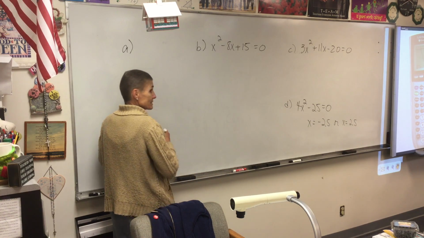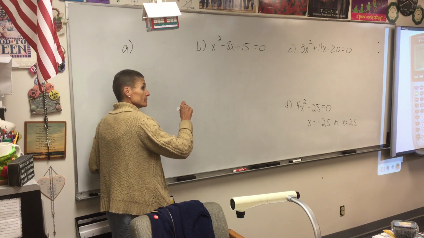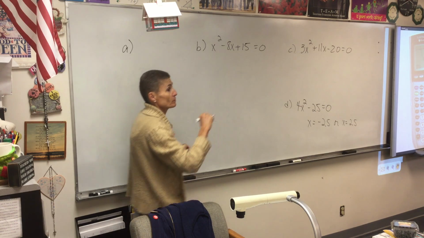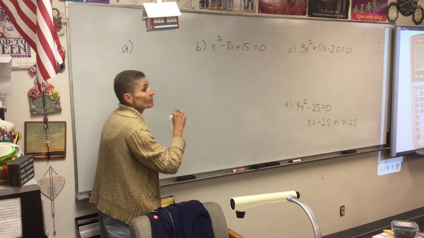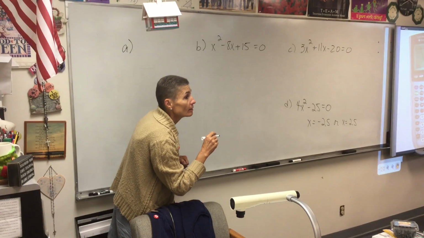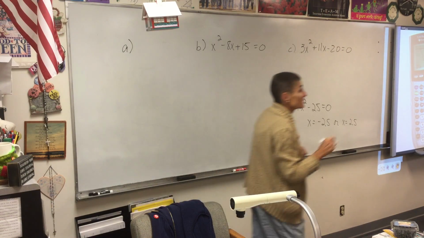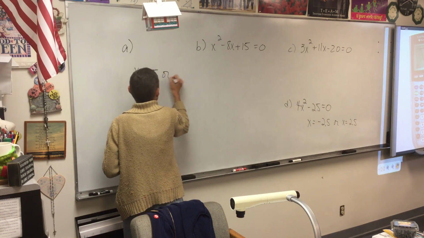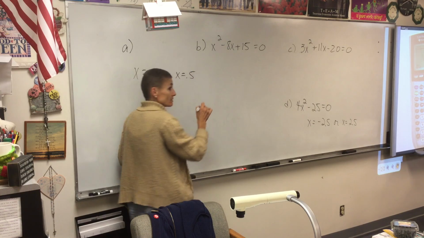Group A, did you guys get answers yet? The problem A? What'd you come up with, sweetie? Five and 0.5? Yeah. We're going to see if anybody else got that.